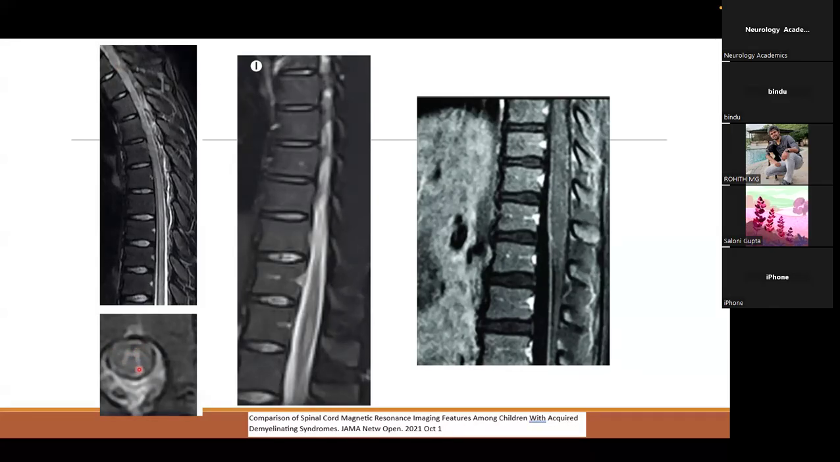So the H sign is seen. And here we can see in the post-contrast, the lesion is not enhancing, but the leptomeningeal pattern of enhancement can be seen in MOGAD. And here we can see conus involvement, which is more typical for MOGAD.